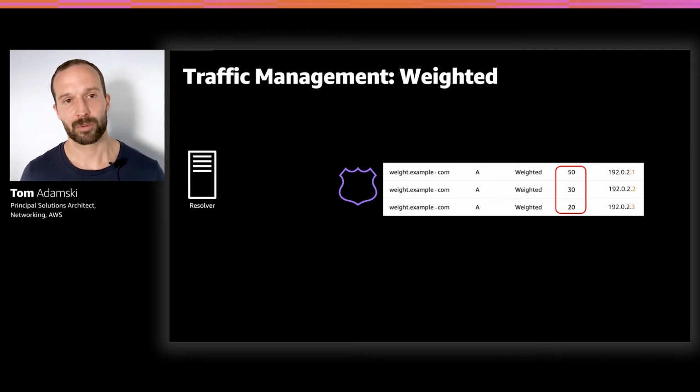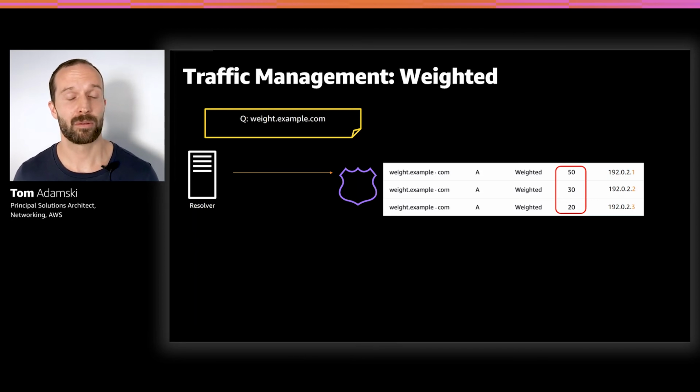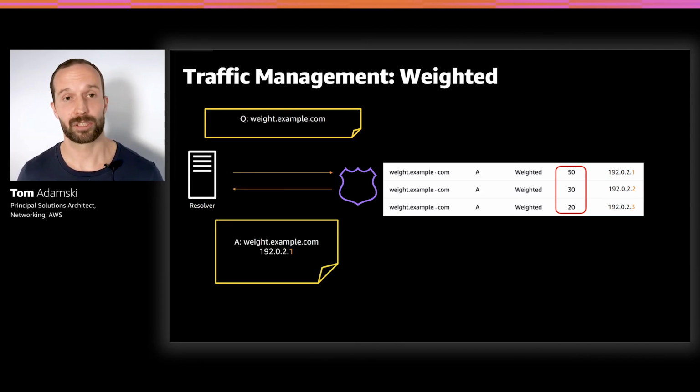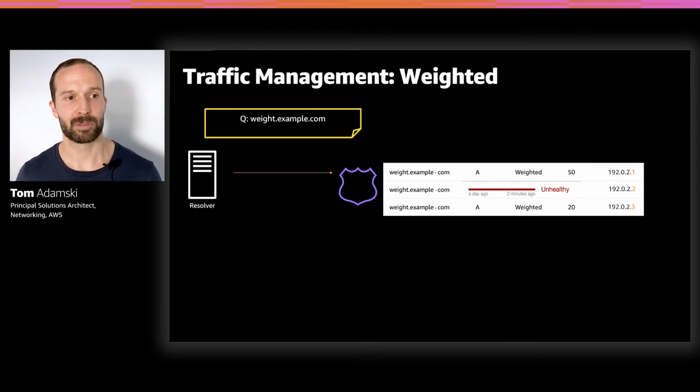So the resolver sends a query for the weighted name, weight.example.com, and it's quite likely that it's the first one that will be returned. And if there are any issues, if there are health check failures, that record would be removed from circulation. So only the first one and the third one would be returned for all the queries.